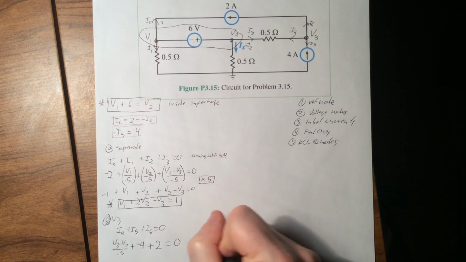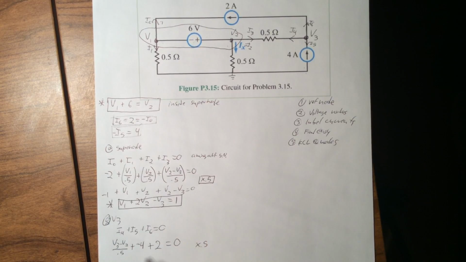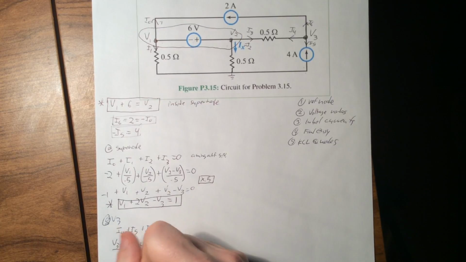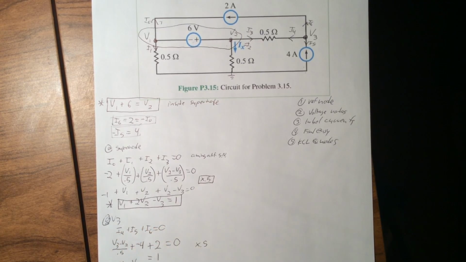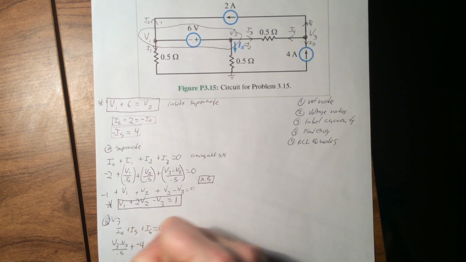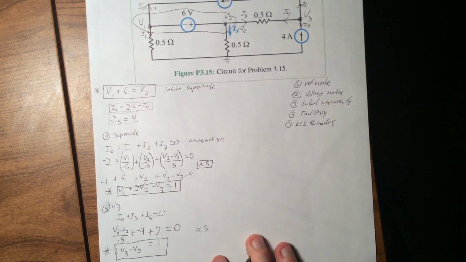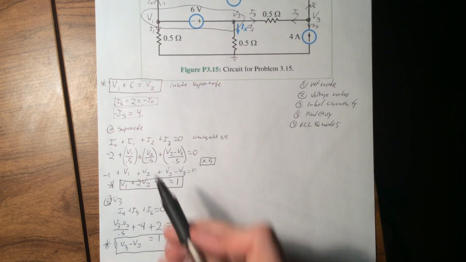So if we multiply this by 0.5, let's add these up. So this is going to be 2, so it's going to equal 2 times 0.5 equals 1. And this is going to be 0.5. V3 minus V2 equals 1. There's our last equation. All right, there, we got it on there.